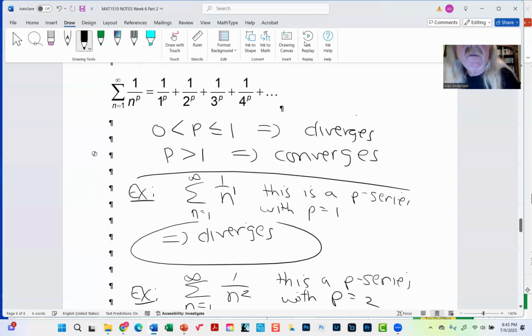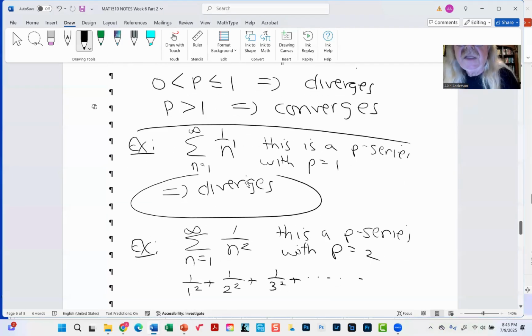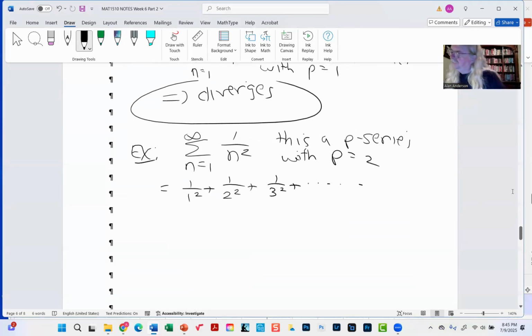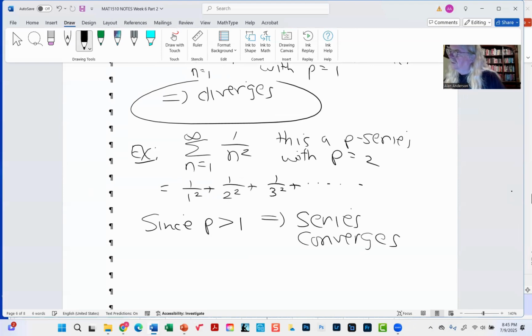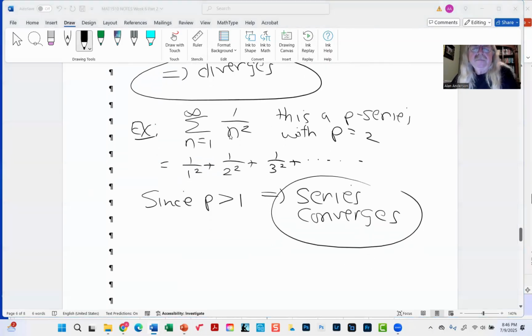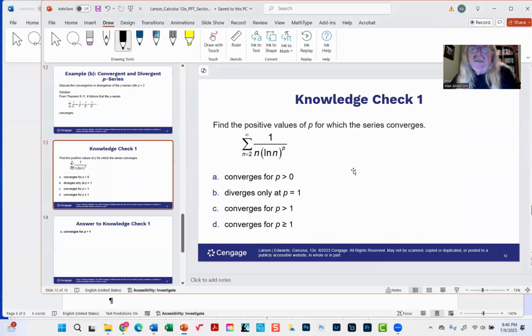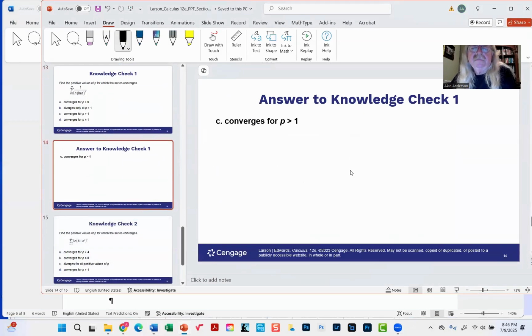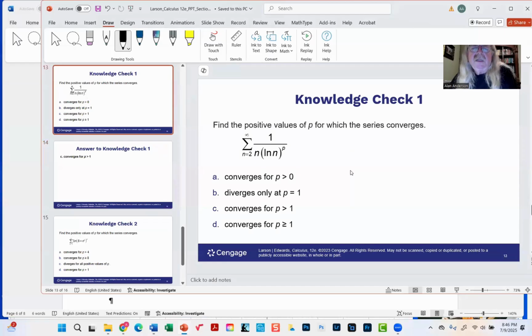And according to this rule here, because p is strictly greater than 1, the series converges. And the sum that this converges to would simply be the limit of this expression as n goes to infinity. So this is the natural log.